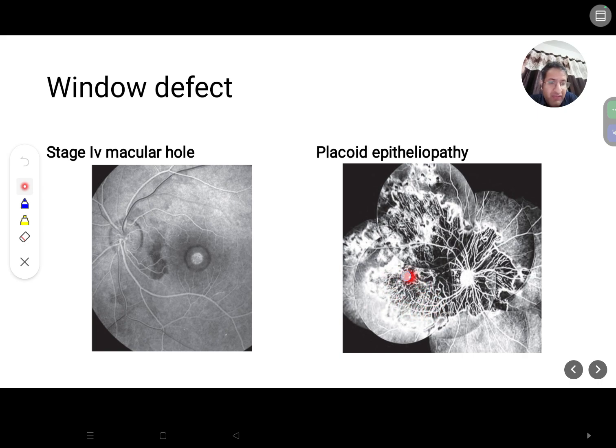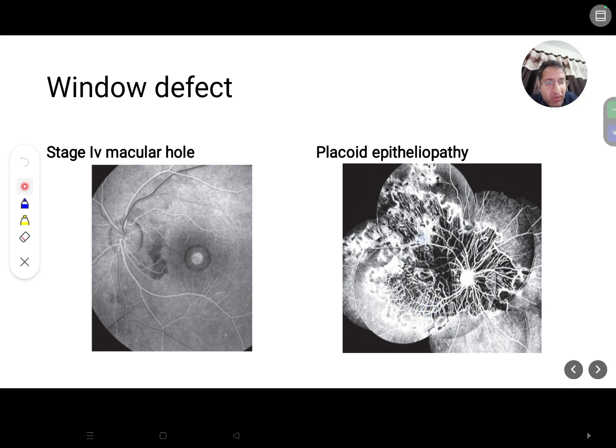The larger choroidal vessels we can directly see. These are the larger choroidal vessels. In between, this is a retinal vessel which is going, and in between these are the choroidal vessel hyperfluorescence. But there are no choriocapillaries because the inner choroid is already damaged in GHPC. So we see a window defect.